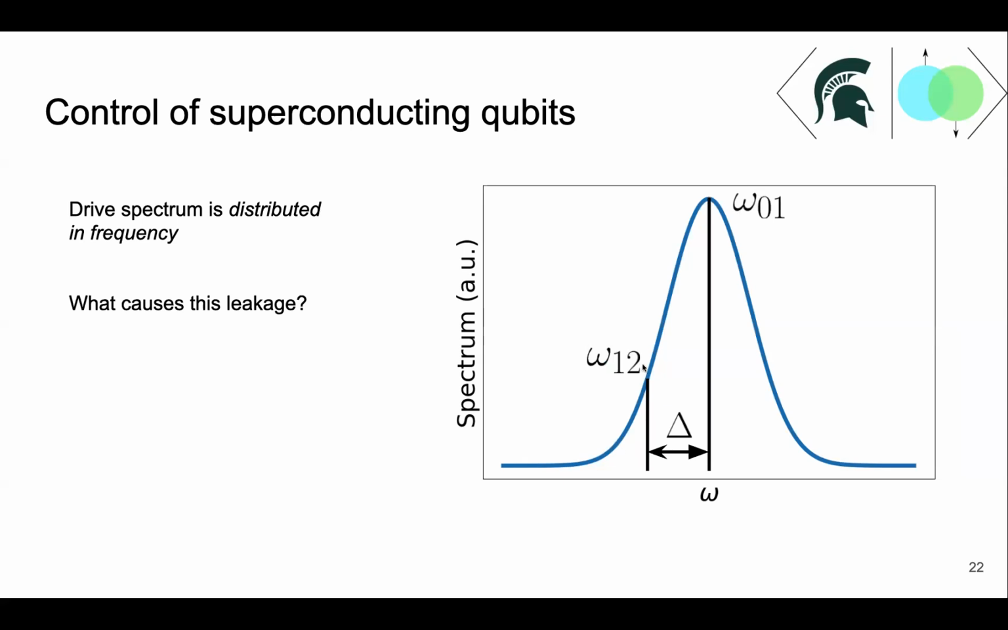But what could cause leakage is if we have some significant component of the drive spectrum existing at omega 1,2, which would populate me to the second level. And now we have this leakage problem. And again, the detuning between these two we'll call delta.